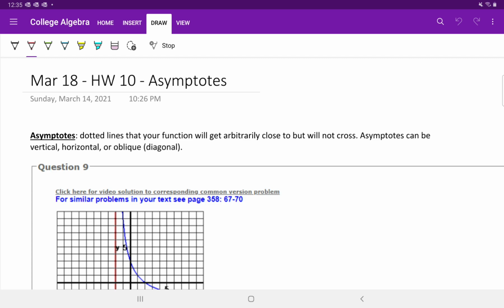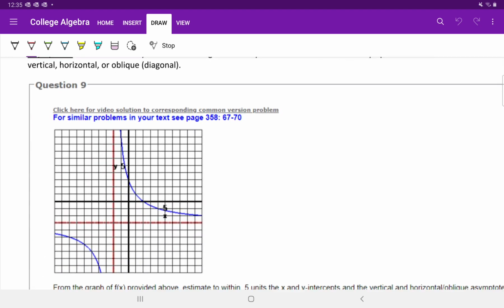So the basic definition of an asymptote, this isn't the formalized math definition, it's just a common understanding: asymptotes are dotted lines that your function will get arbitrarily close to, infinitely close to, but will never cross. And asymptotes can be vertical, horizontal, or oblique. Oblique just means diagonal. So let me show you a picture of what an asymptote looks like.